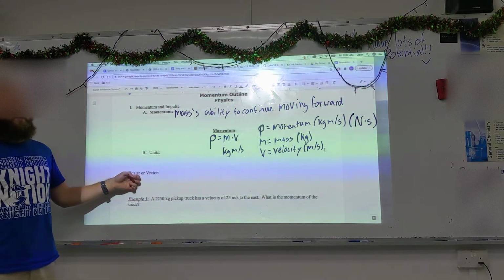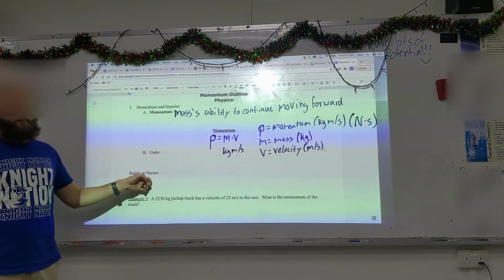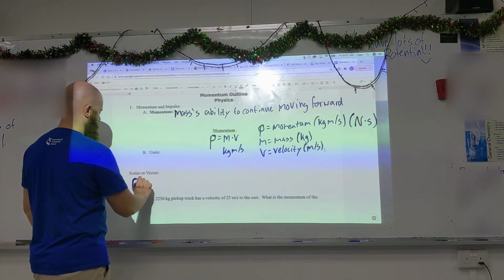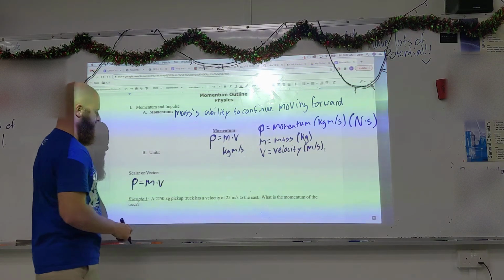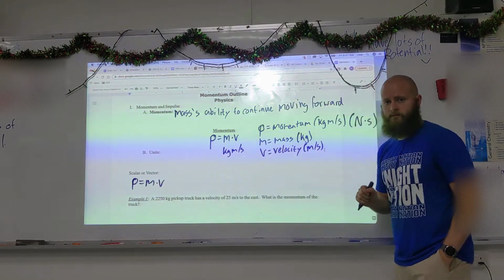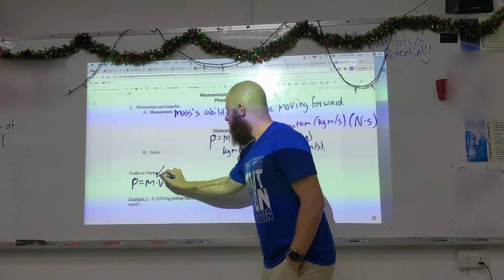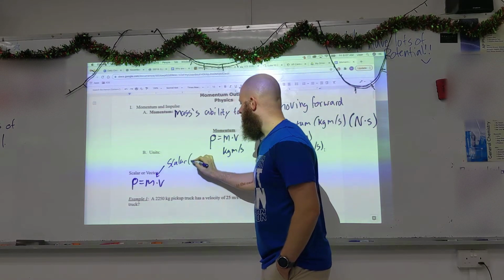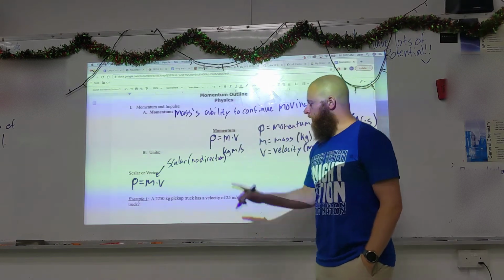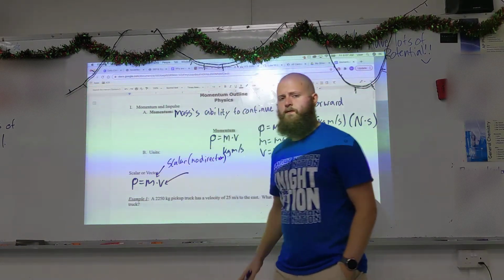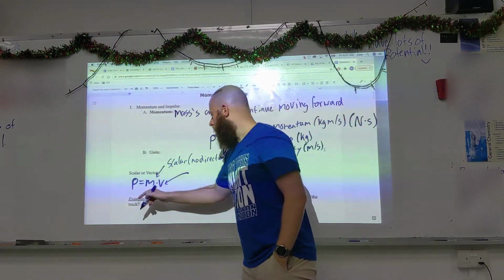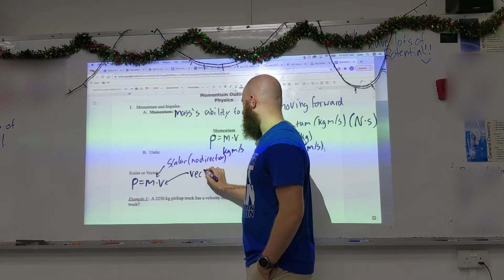Now let's look at scalar or vector. Okay, so let's go through this piece by piece. Momentum is equal to mass times velocity. Mass. Is this a scalar or a vector? Of course, right? Mass is a scalar, right? No direction. Okay? Now, velocity. Does velocity have a direction? Yes, velocity has a direction, so it is a vector.